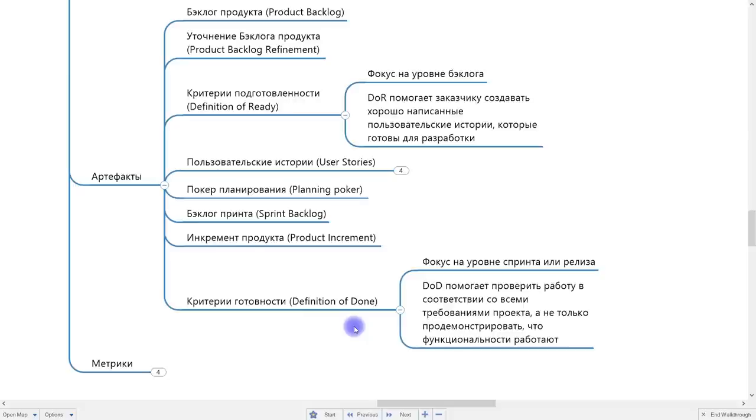These definition of ready properties assist the customer in crafting well-written user stories that are prepared for development. When we discuss the definition of ready criteria and the definition of done, they already concentrate on the sprint or release level. And they are already directly related to the assessment of the degree of readiness of our functionality. For instance, if we set the readiness criteria at the moment, let's say before iteration planning, then we use the definition of done at iteration planning. During sprint planning, here we establish some key points by which we will assess whether this or that functionality is ready or not.